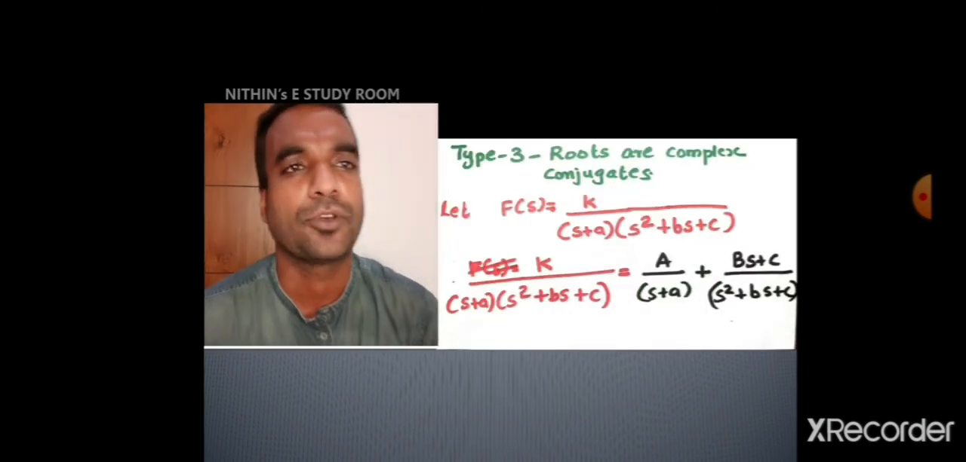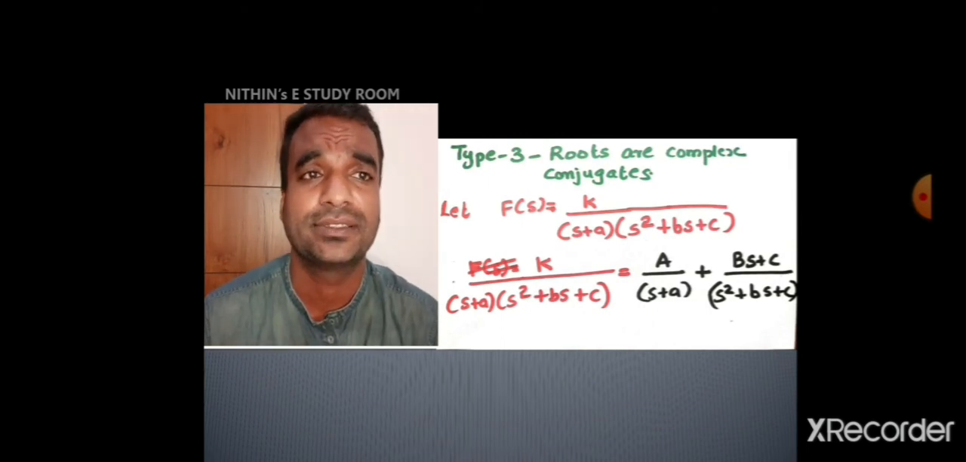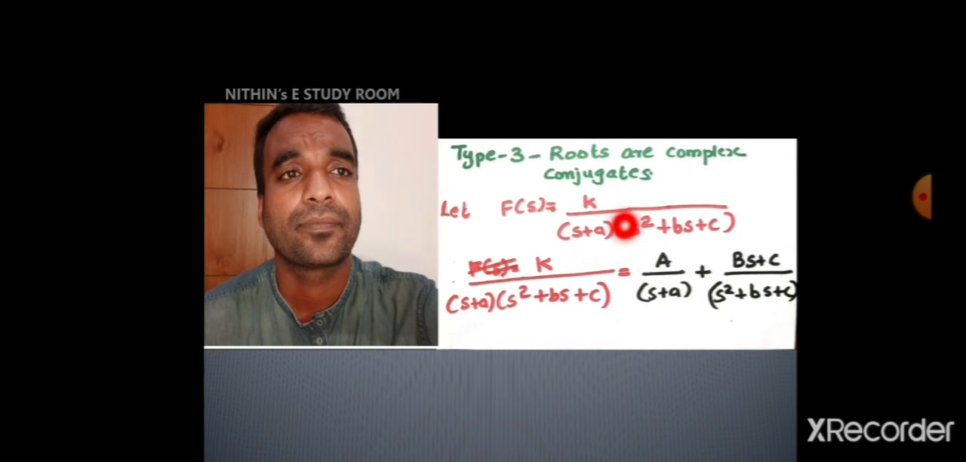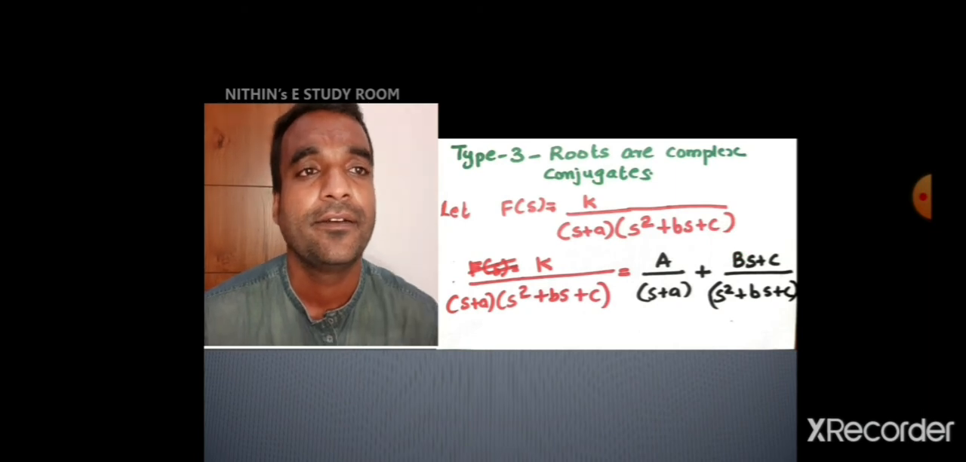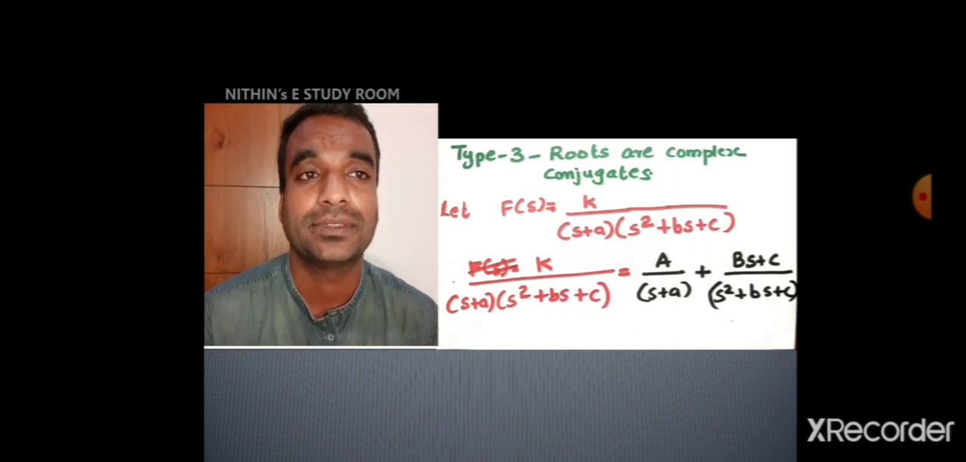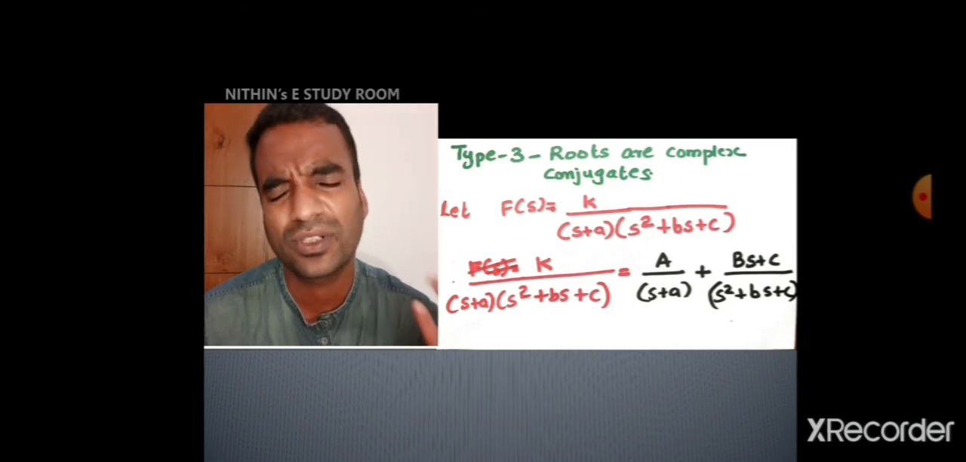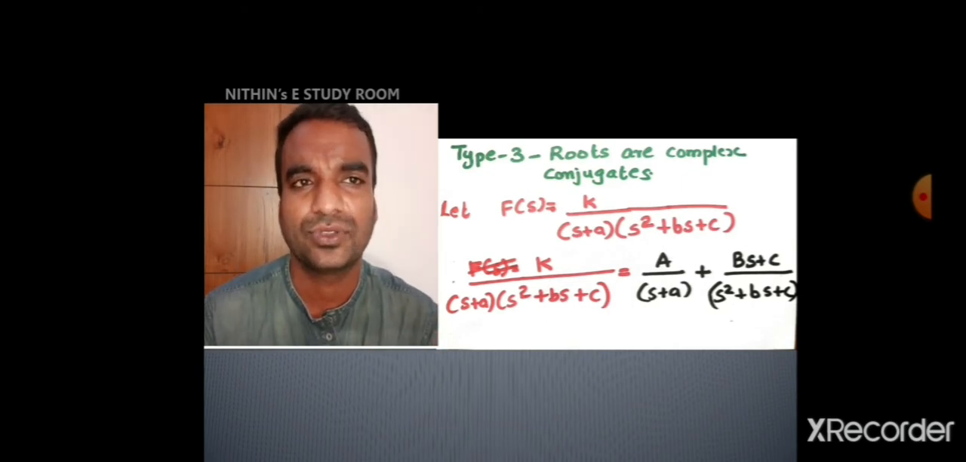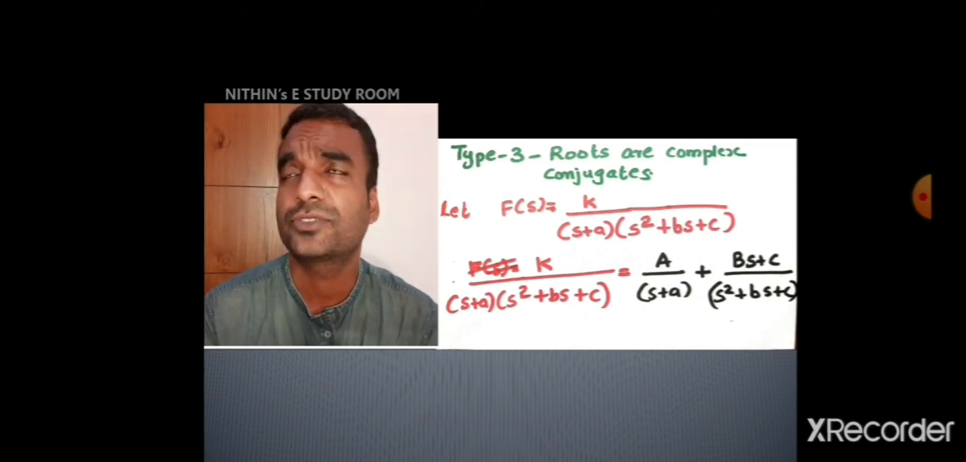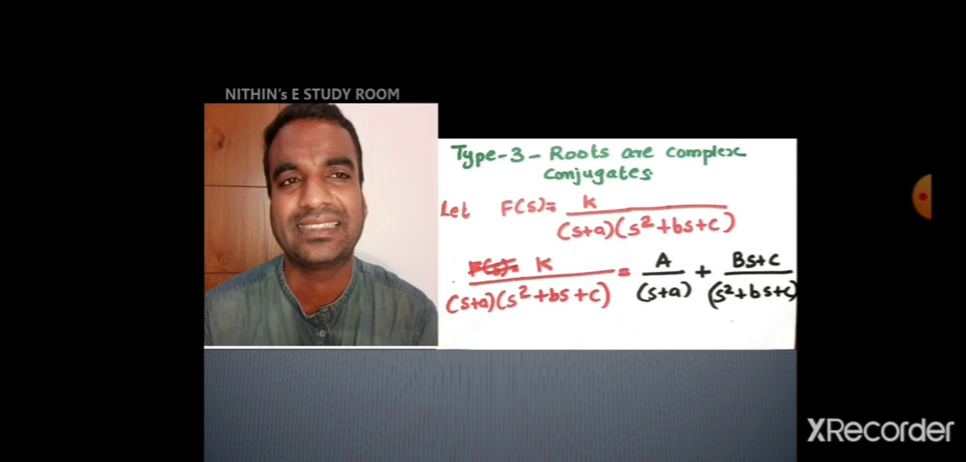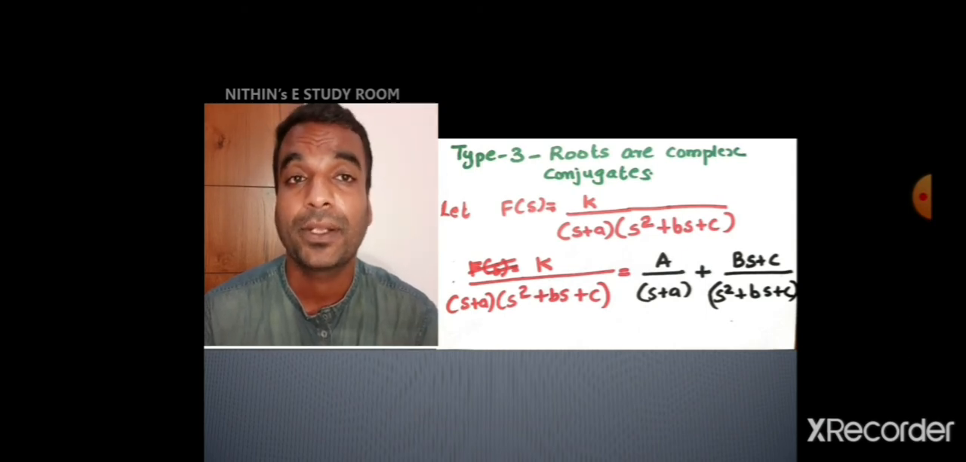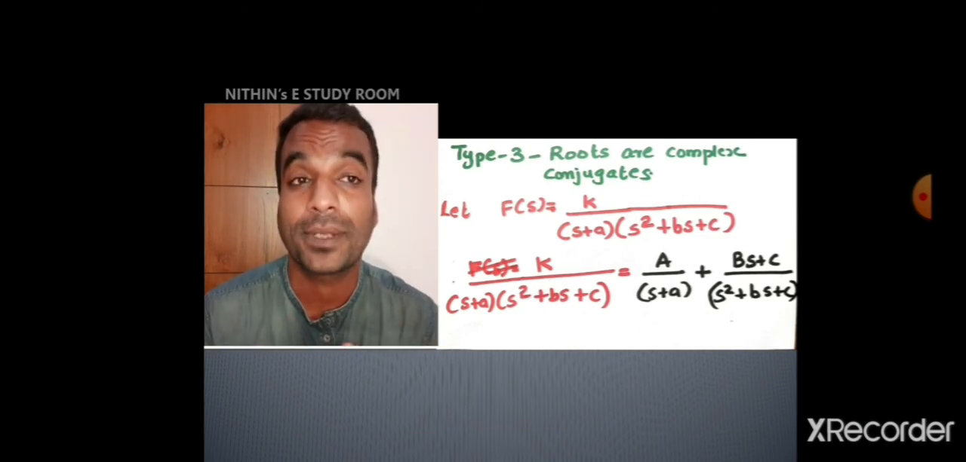So this is type 3 problem. Roots are complex conjugates, because here we can see s plus a is one portion and s square plus bs plus c, where the roots of s square plus bs plus c are complex conjugates or imaginary roots. You can directly factorize those things. If it is s square plus 5s plus 6, you can easily factorize as s plus 2 into s plus 3. But in some cases, you cannot factorize directly because the roots may be complex or imaginary.